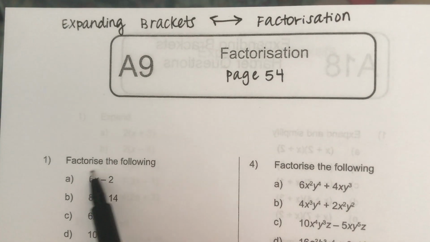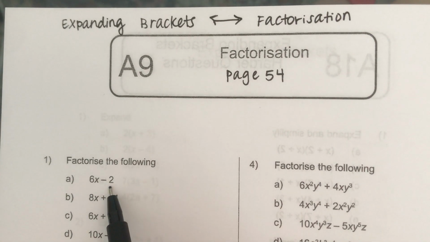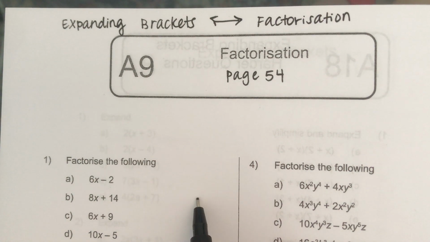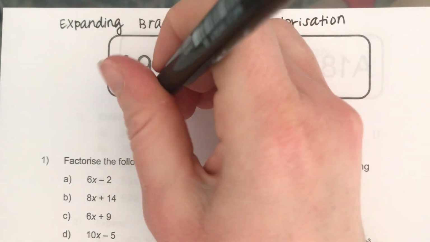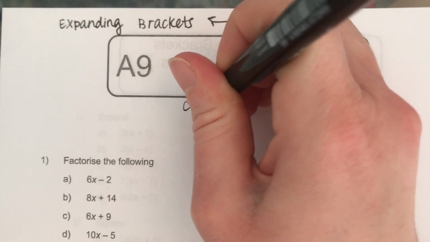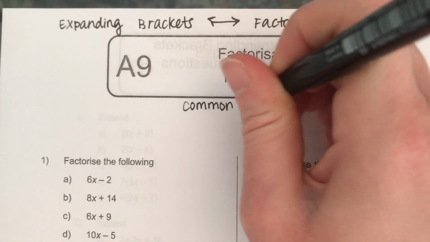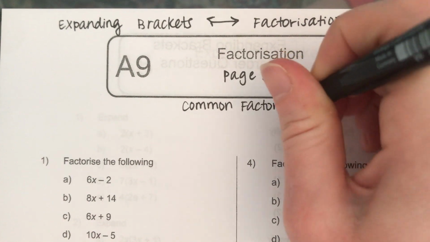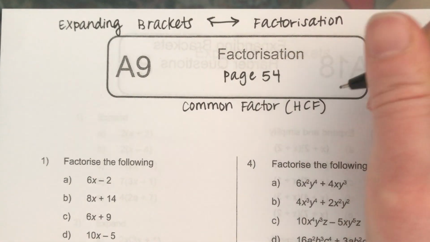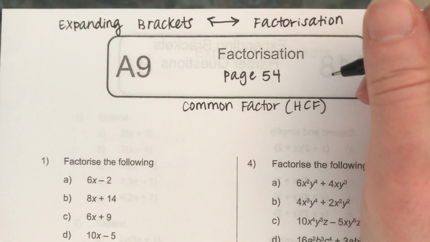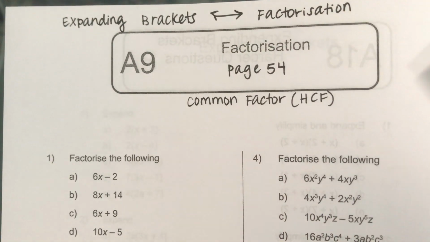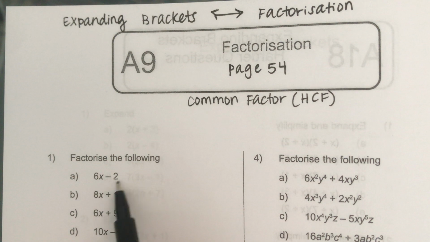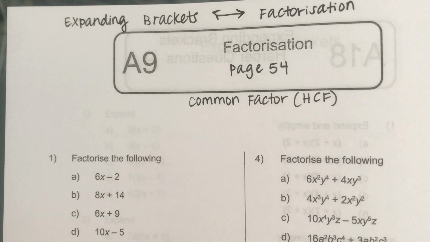But the format is basically we're going from something that looks like this, and we're going to place it into brackets, all right? So in order to do that, what we need to do is find something called the common factor. And actually, I'll call it the highest common factor. This is something that you've probably seen at least in year 7 and even before then in primary school. However, since we're working with algebra, there are going to be two pieces or multiple pieces of the common factor.